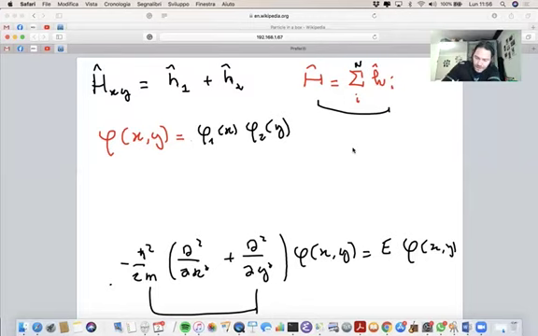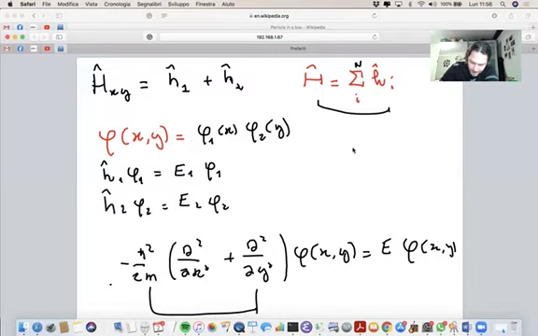And these functions are the solution of an eigenvalue problem. And the total energy associated to this solution will be the sum of the 2 energies. Now, this is a statement. So let me repeat the statement.